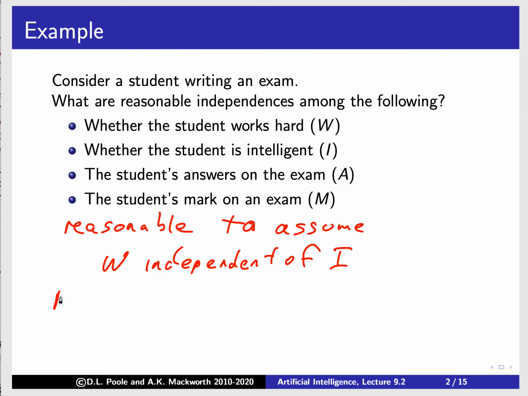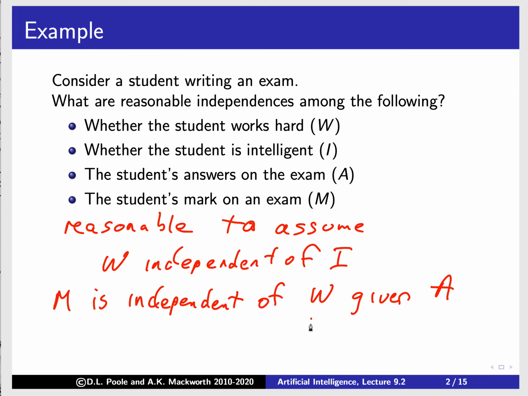So M is independent of whether they work hard, given the answers. Okay. So the mark only depends on the answers. It doesn't depend on whether they work hard or whether they're intelligent.